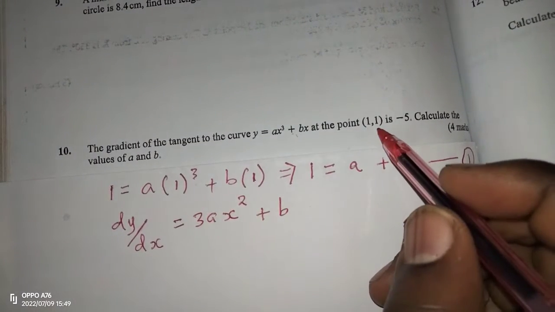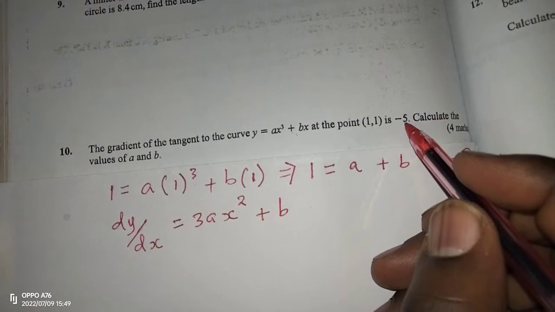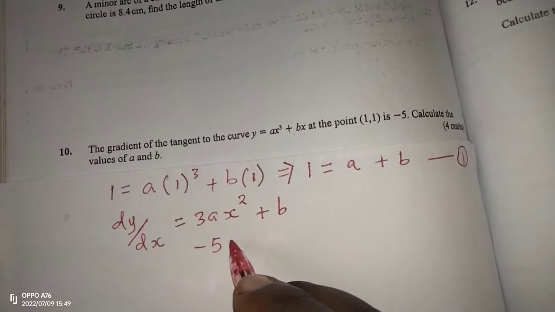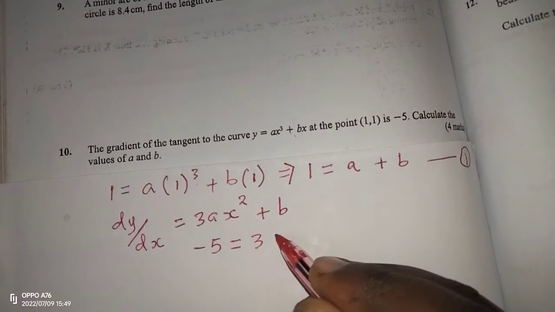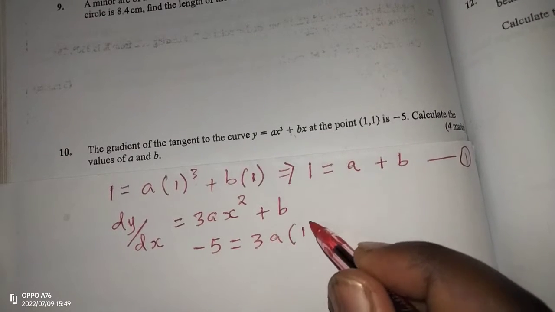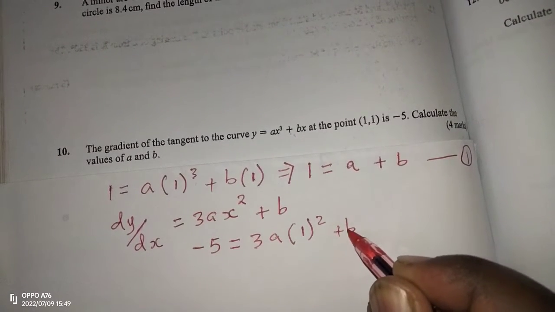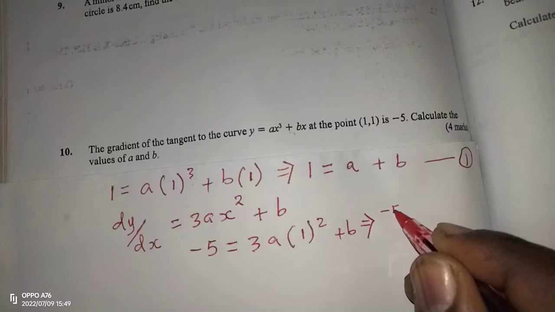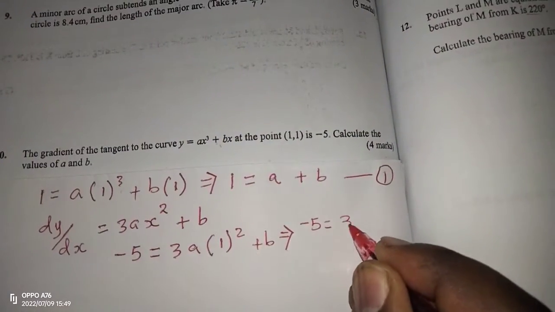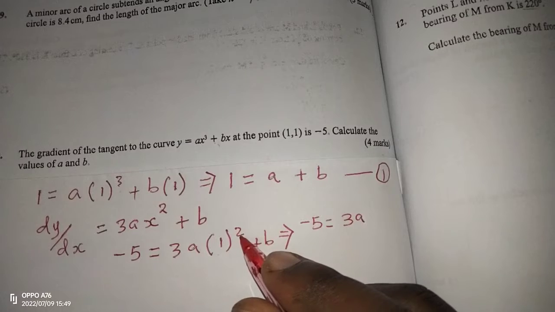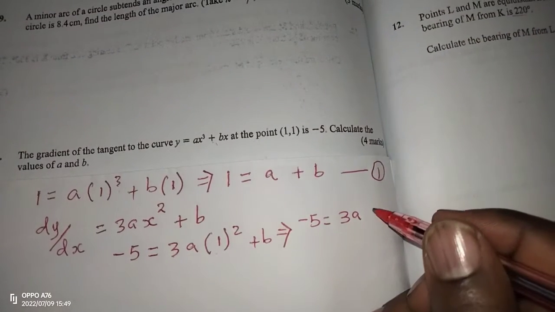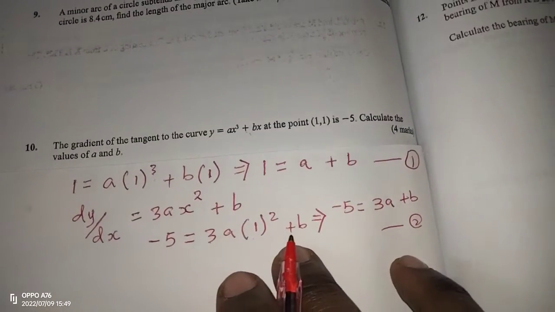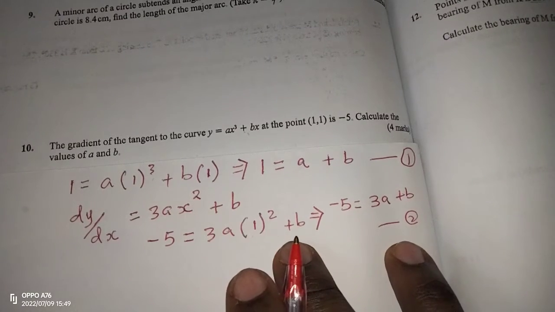So we just remain with b at this point. Now we are saying at the same coordinate, the value of the gradient is negative 5. So we'll say the value of dy/dx equals negative 5. So negative 5 equals 3 multiplied by a, and the value of x at that point squared, plus b. Since 1 squared remains 1, we get negative 5 equals 3a plus b. So we got a second equation here. The two equations can now be solved simultaneously to give us the values of a and b.